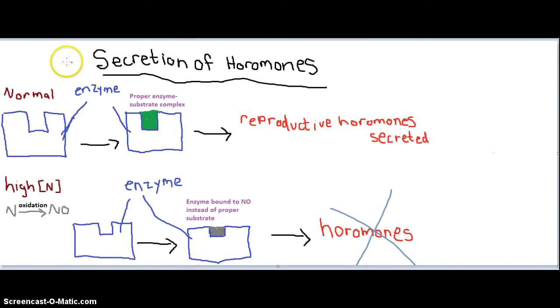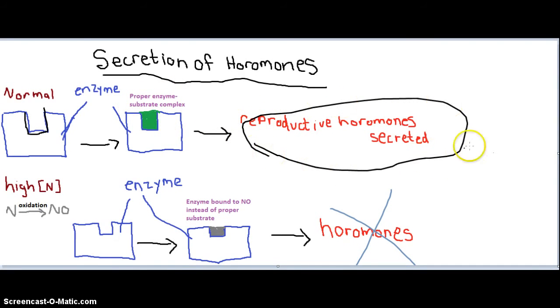So it's kind of the same idea as before when we looked at the terrestrial animals along with their hemoglobin. So here we have a normal enzyme that is involved in hormone secretion. So this normal enzyme, again, has an active site that a substrate will bind to. So in normal terms, when the proper substrate binds to the enzyme, creating this proper enzyme-substrate complex, reproductive hormones are secreted and the animal will do just fine.